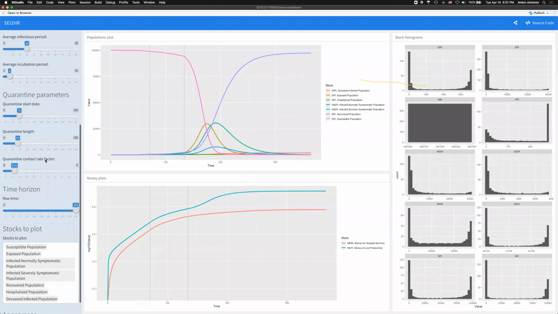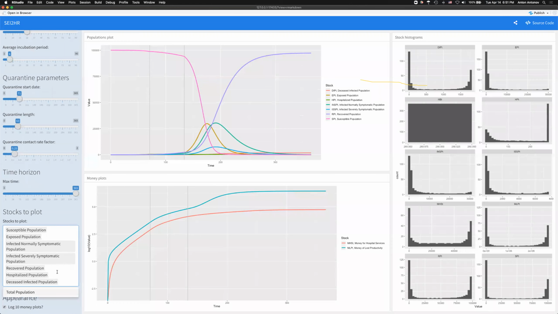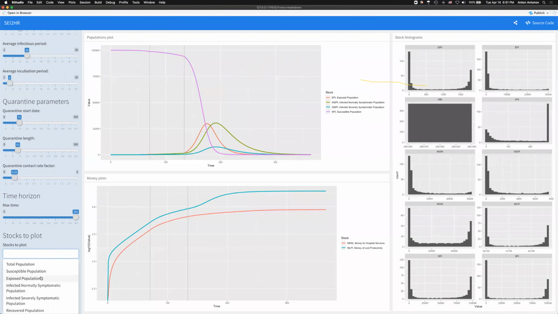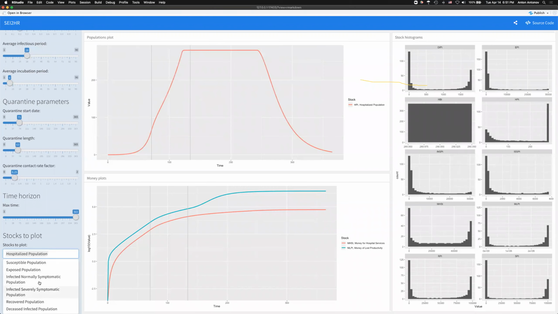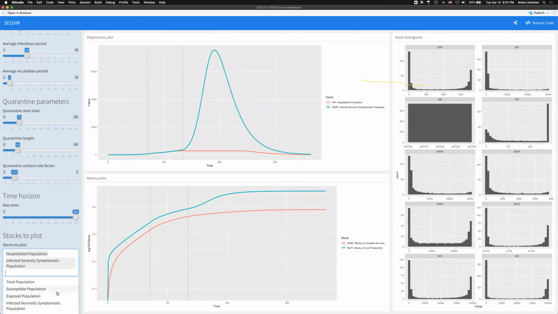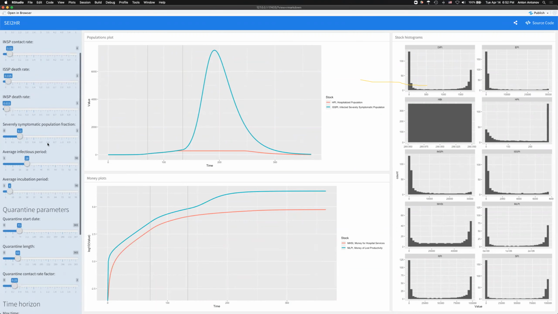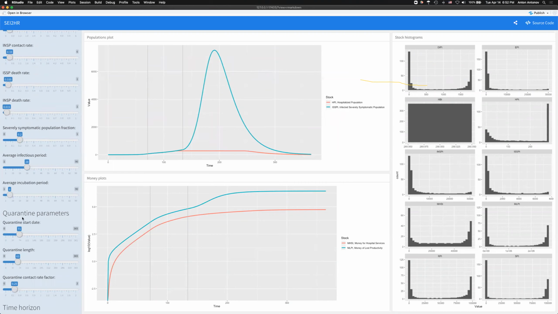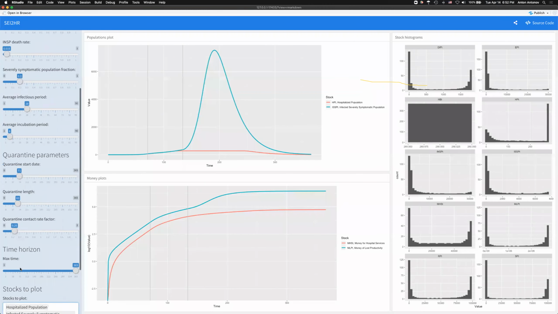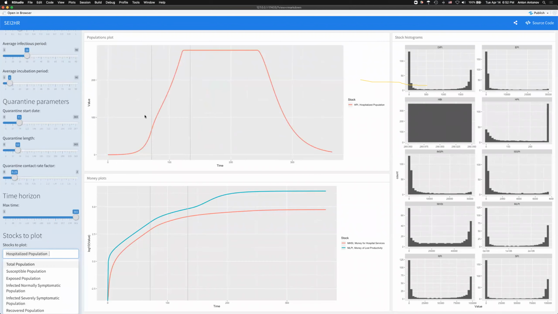Anyway, there's something else I wanted to mention. Since we are talking about hospitalization, I'm going to remove all the populations and pick only the hospitalized population. If I plot the hospitalized population together with the severely symptomatic one, you can see this is my severely symptomatic, and I'm going to remove the infected one. The hospitalized population is trying to have the profile of the infected one, but because there are a limited number of hospital beds, that's why it's being cut off here.